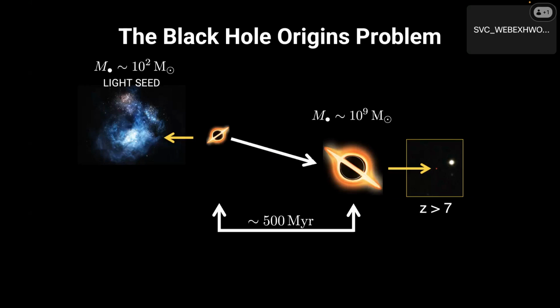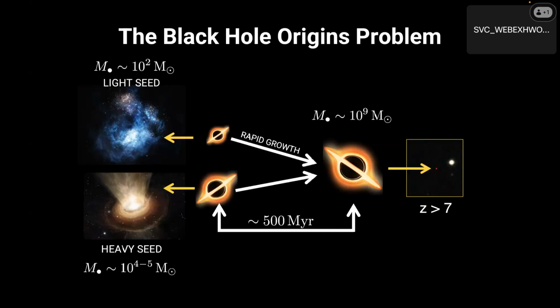One possibility to form these black holes is through light seeding, so as remnants of the Population III stars, the first stars that were formed. Typical masses in this case are 100 solar masses. In this case, you need a very rapid growth to form the quasars at redshift 7. An alternative is heavy seeds, typically 10 to the 4, 10 to the 5 solar masses. In this case, you can be more relaxed in how black holes grow.